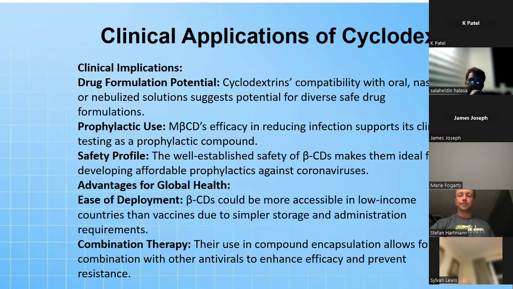The other thing about cyclodextrin is its drug formulation potential. Cyclodextrin's compatibility with oral, nasal, and nebulized solutions gives potential for diverse, safe drug delivery, right? We can use it as a delivery vehicle for any drug. We can use it for oral application, nasal application, ophthalmic application. That's a good thing, right? It enhances absorption through the eye, through the nose, through the air, and it protects from gastric enzyme degradation and from pancreatic degradation, and gets it into the body. Plus, it protects from blood enzyme degradation as well.